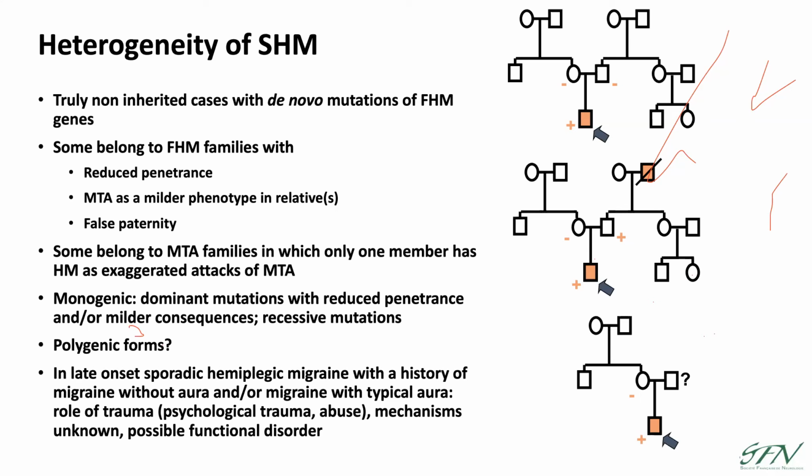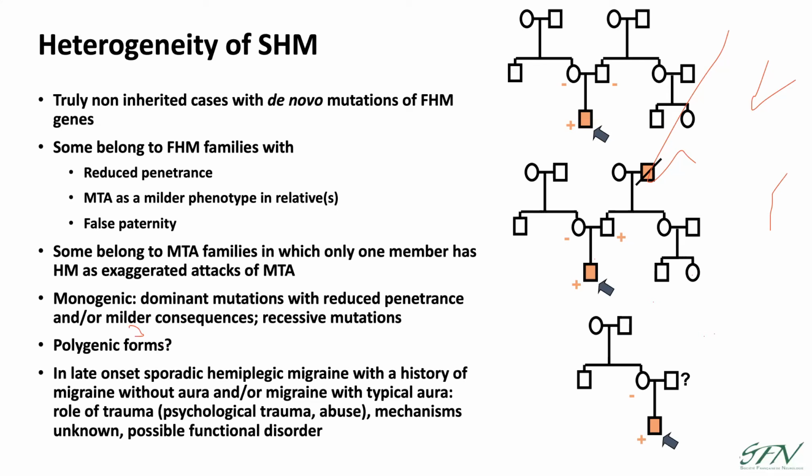And the mechanism of these attacks is unknown. Is it a cortical spreading depression, or is it possibly a functional disorder, like, for example, was seen a lot after World War I, with soldiers having abnormal movements and a variety of neuropsychological manifestations that were related to trauma.